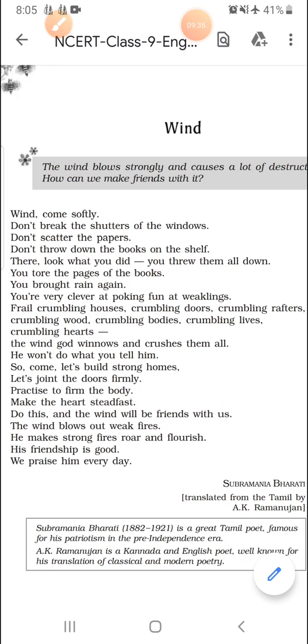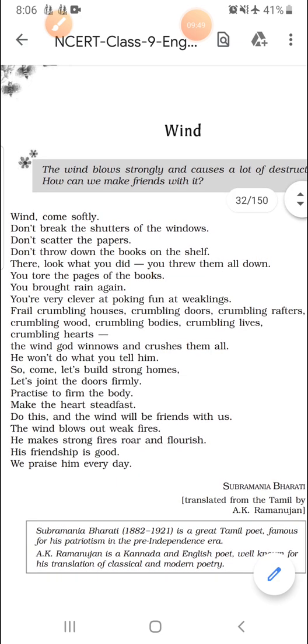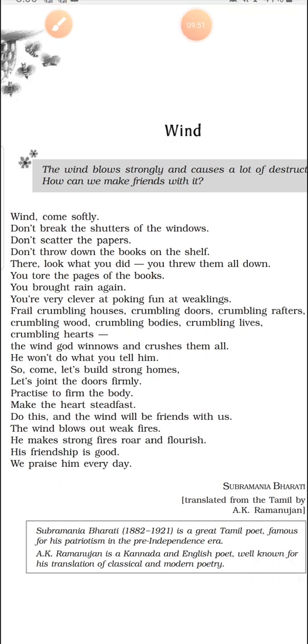Here the poet is saying that whenever a weak person faces any difficulties or challenges in life, he breaks down and falls. Like these weaker houses and doors, they break down. So here there is a symbolism. The destructive forces of wind are compared to the difficulties that a weak person has in his life. I hope this much is clear.